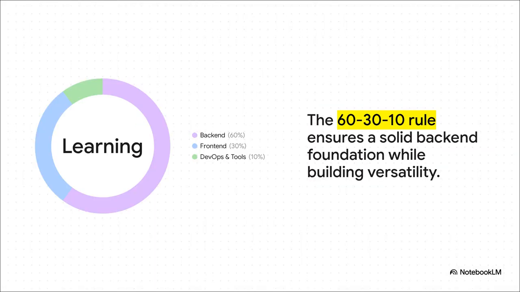But with all this stuff to learn, how do you not get completely overwhelmed? This is where the 60-30-10 rule comes in. It's a game changer. Spend about 60% of your time and energy on the back end. That's your core. Dedicate 30% to the front end, so you're versatile. And that last 10%, that's for the tools and DevOps that glue everything together. It's not about learning everything equally, it's about learning strategically.